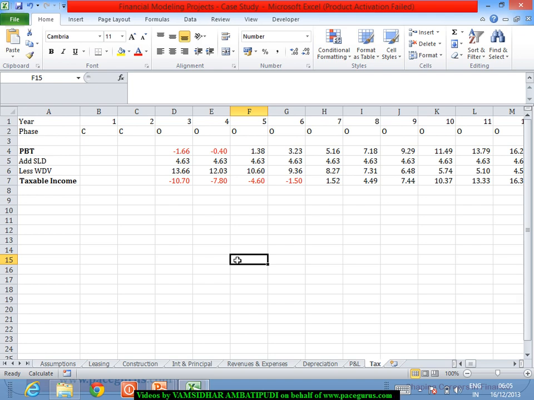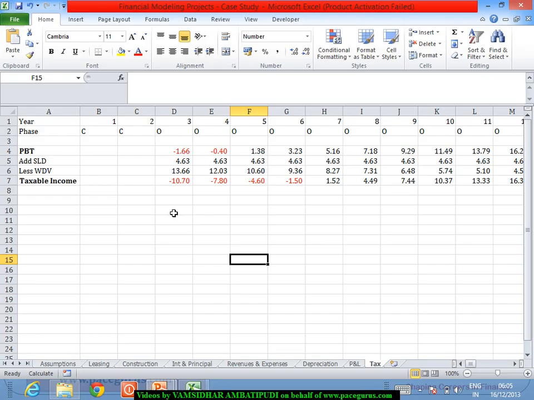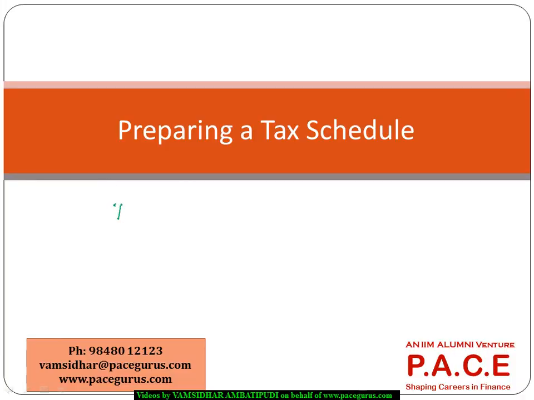So, one more thing we have to be comfortable with is, here we have three scenarios to look at. In case of taxing, we talk about three scenarios. One, if the taxable income is less than 0, logically speaking, no tax is applicable.